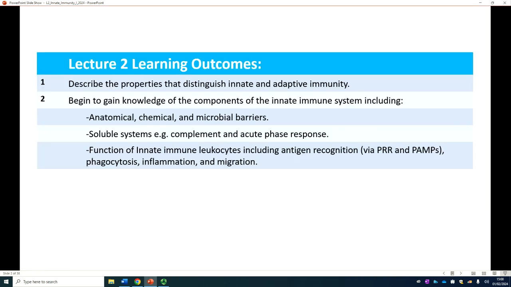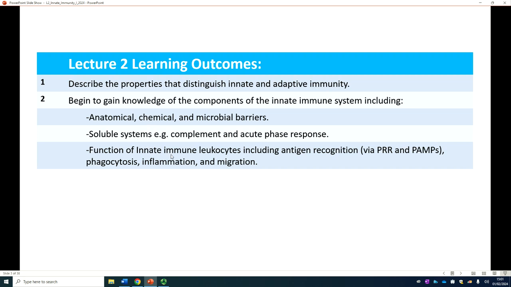And in terms of the learning outcomes, these are building upon what we covered in the last lecture, but also incorporating some new stuff. We're building on being able to describe the properties that distinguish the innate immune system and the adaptive immune system. And we're also beginning to gain some knowledge of the components of the innate immune system. So, as we talked about in the last lecture, these are the anatomical, physical, chemical, and microbial barriers. But we'll also start to introduce terms such as complement and the acute phase response.